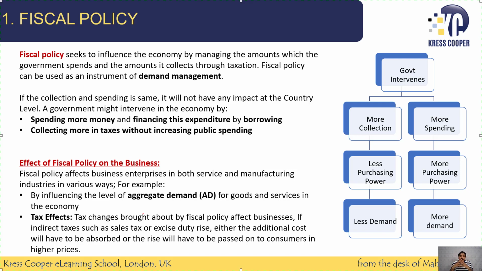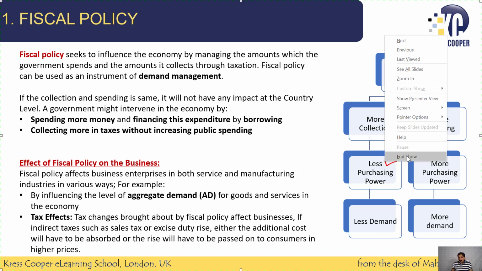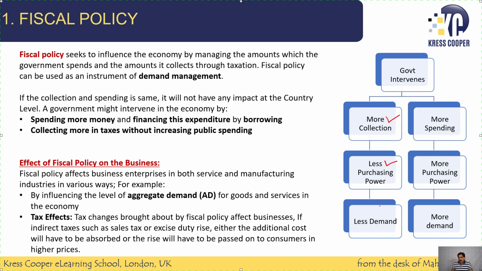Suppose government is collecting 100 from the market and government is spending 100 in the market. At the country level, it will not have any impact on the demand. On the other hand, if government is collecting more, it will reduce the purchasing power of the people, which will lead to less demand. If the government is spending more money, it will give more purchasing power to the people and it will lead to more demand. So we can say with the help of fiscal policy, government is controlling the demand.